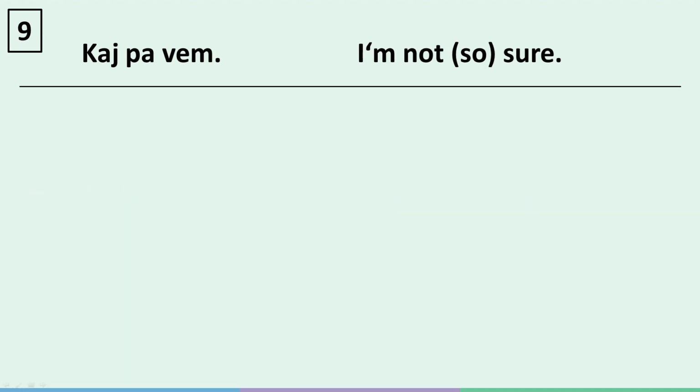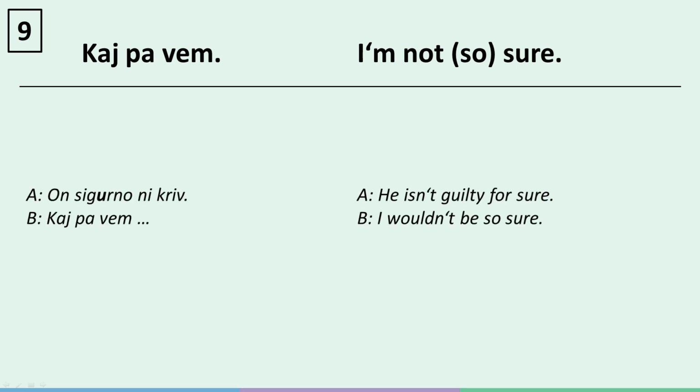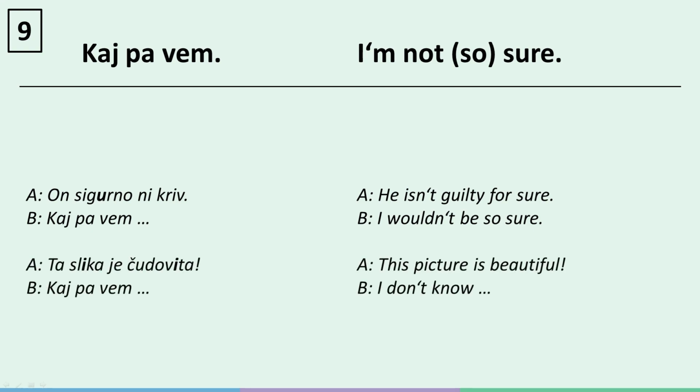We just had kaj pa veš with veš meaning you know. Now we have kaj pa vem with vem being I know. The difference between kaj pa vem and kaj pa veš is that in the first case we're basically saying one can never know for sure, and here we're saying I'm not sure. Kaj pa vem means I'm not so sure or I wouldn't be so sure. On sigurno ni kriv. Kaj pa vem? He isn't guilty for sure. I wouldn't be so sure. Ta slika je čudovita. Kaj pa vem? This picture is beautiful. I don't know.